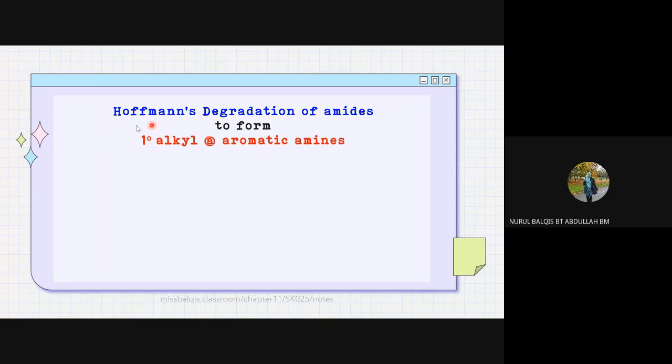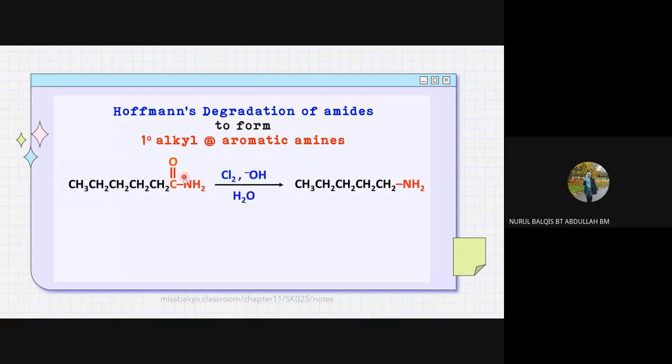Okay, only primary amine, alkyl or aromatic pun will do. Okay, so you initially got this compound. 1, 2, 3, 4, 5, 6. Okay, kalau ikutkan, this is amide with 6 carbon. Okay, when we undergo reactions with Cl2, OH- and H2O, basically halogen lah, X2 lah, saya guna sini X2. Kita akan tinggal 1, 2, 3, 4, 5.